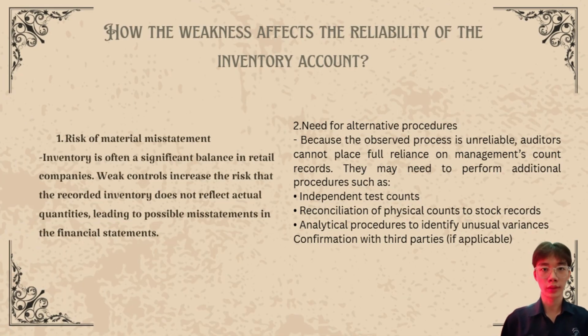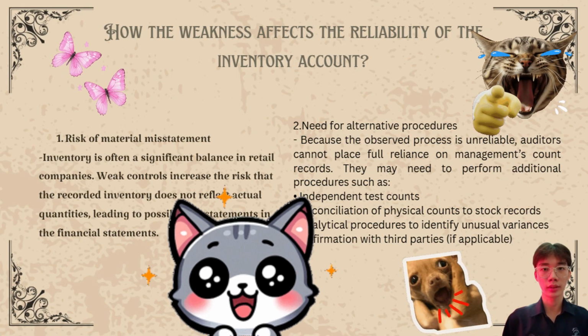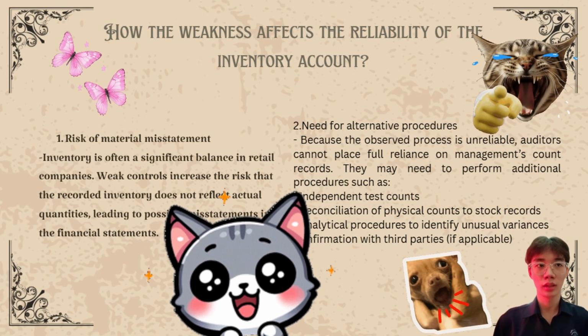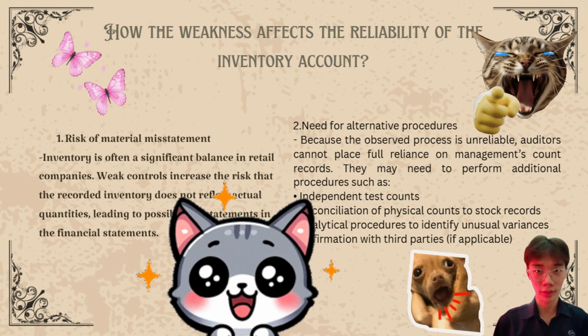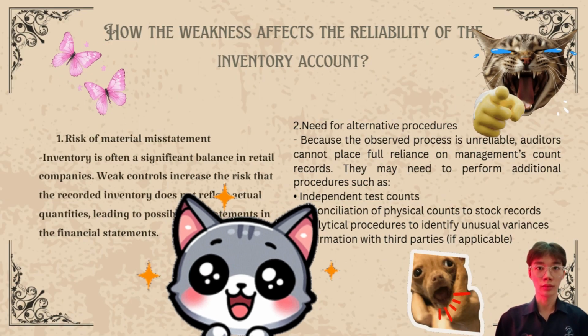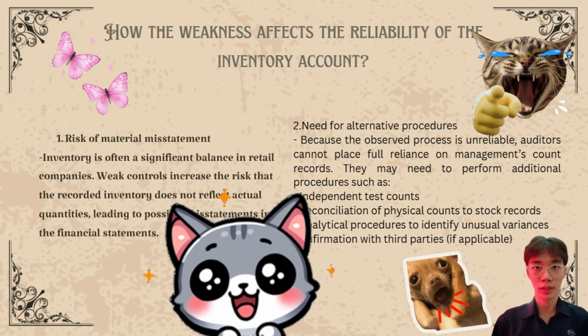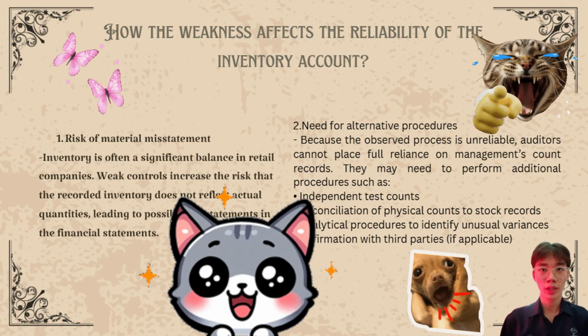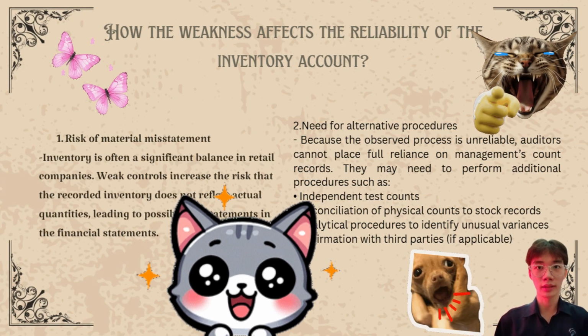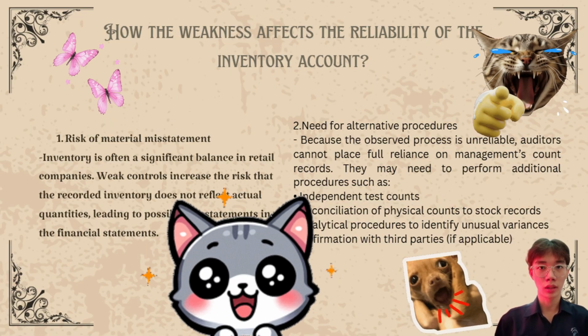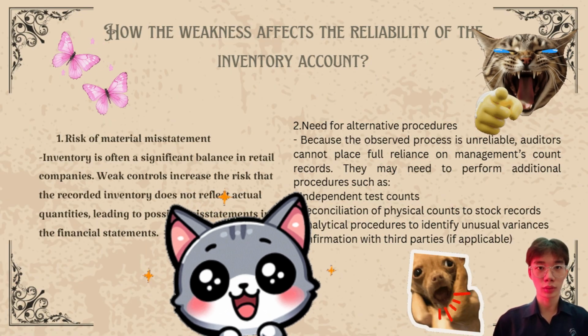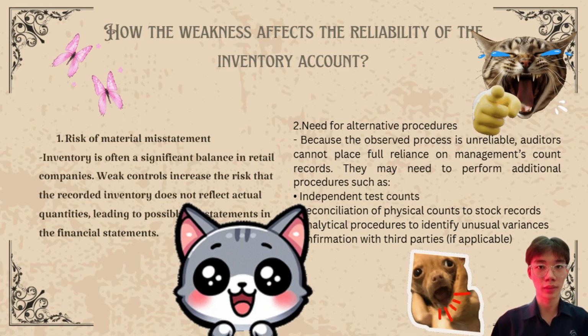So how do the weaknesses affect the reliability of the inventory account? The first one is the risk of material misstatement. The inventory is often a significant balance in retail companies. Weak controls increase the risk that the recorded inventory does not reflect actual quantities, leading to possible misstatement in the financial statement.